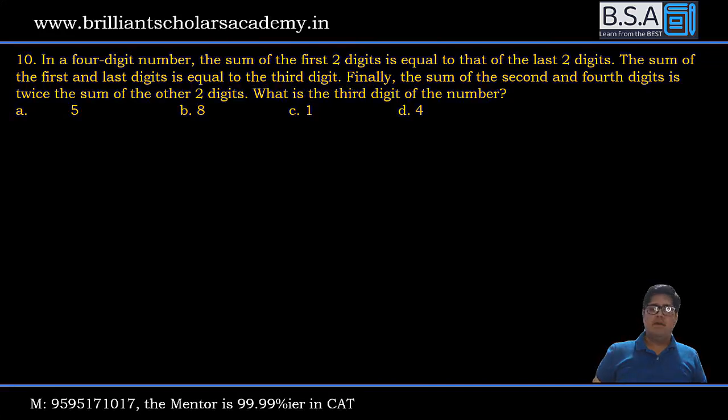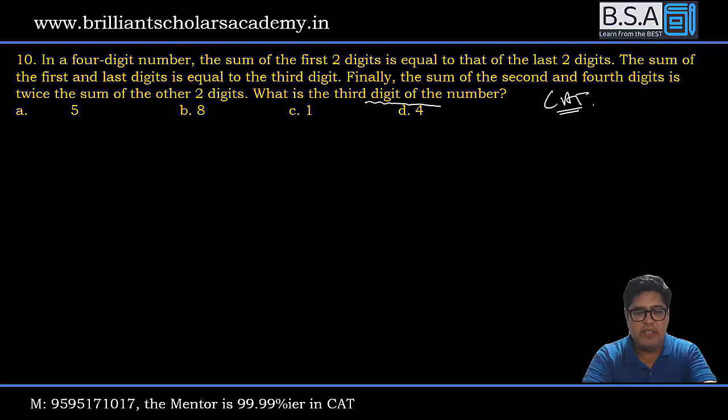In a 4-digit number, the sum of first 2 digits is equal to that of the last 2 digits. Sum of the first and last digit is equal to the third digit. Finally, the sum of second and fourth digits is twice the sum of other 2 digits. What is the third digit of the number? You are looking at a CAT question. It's exact question taken from CAT. Not one alphabet has been changed.